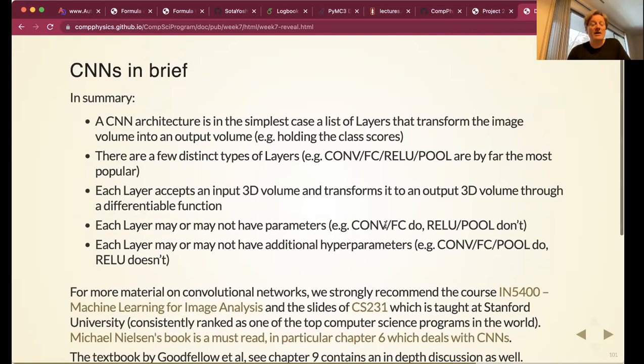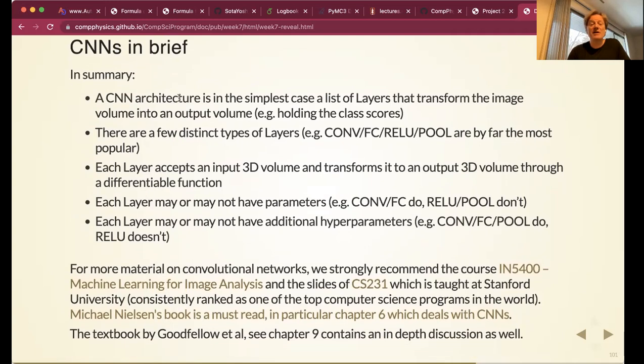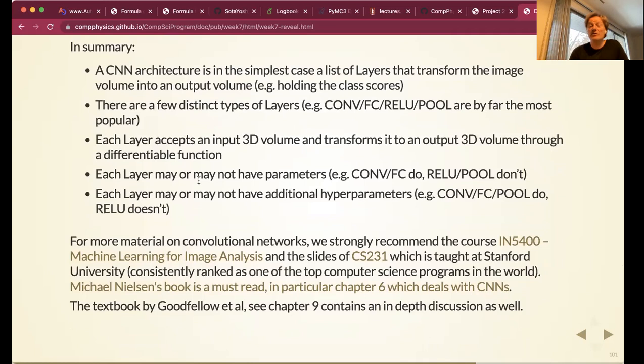So in brief, a CNN architecture, in the simplest possible case, has a list of layers that transforms the image volume into an output volume. There are a few distinct types of layers which you can repeat again and again: a convolutional layer, a ReLU layer, and a pooling layer, which we will describe in more detail soon. Each layer accepts an input 3D volume or 2D volume. Each layer may or may not have parameters. The convolutional layer has, the ReLU and pooling layer do not.